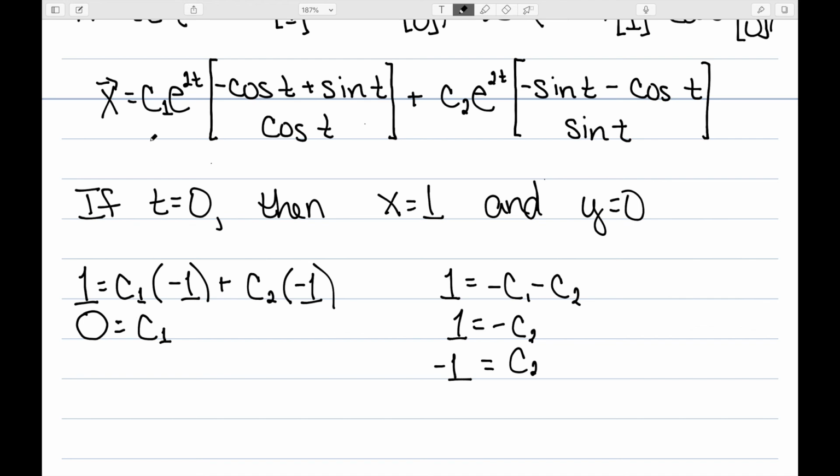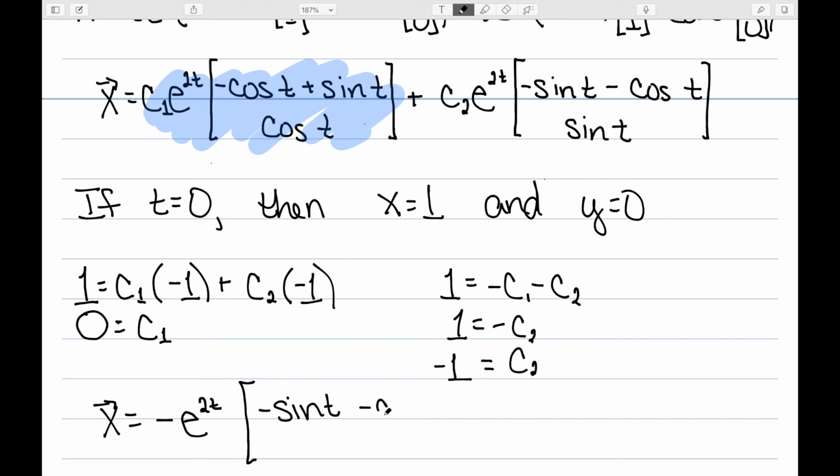So now I can actually formally write down my solution fully. c1 is 0, so this whole piece right here is going to go away since anything times 0 is 0. I then have c2 is negative 1, so negative e to the alpha t times minus sine t minus cosine t. And then the second row would be sine t. And this is my final solution.